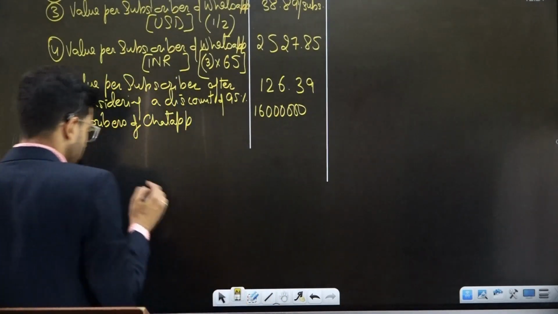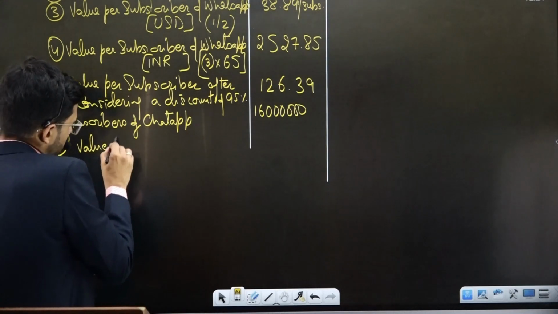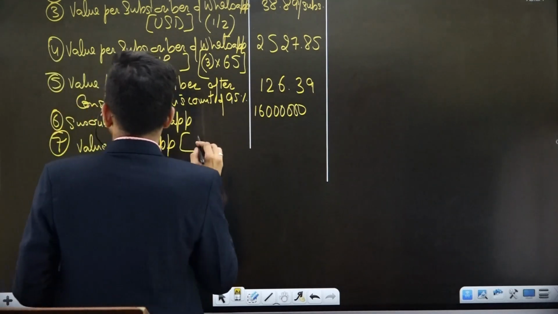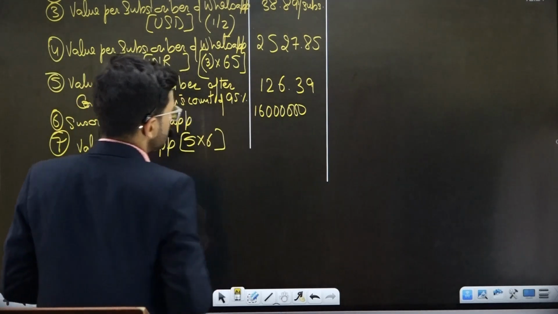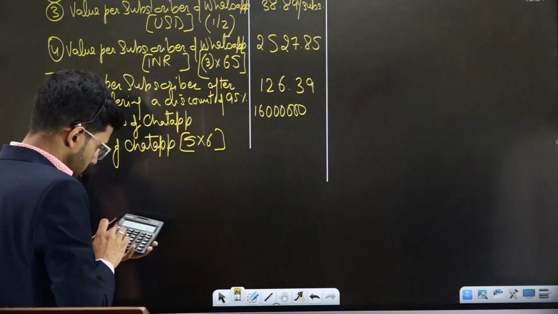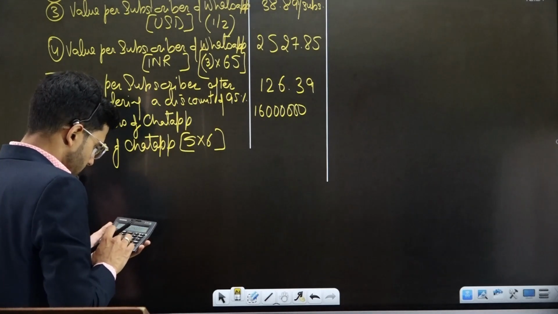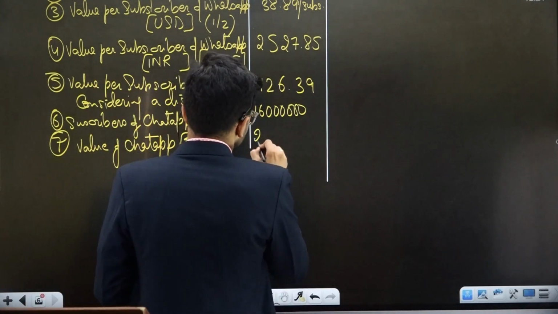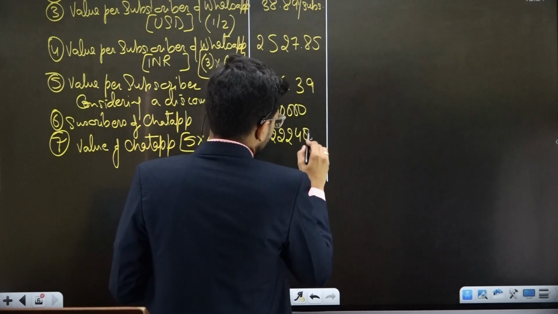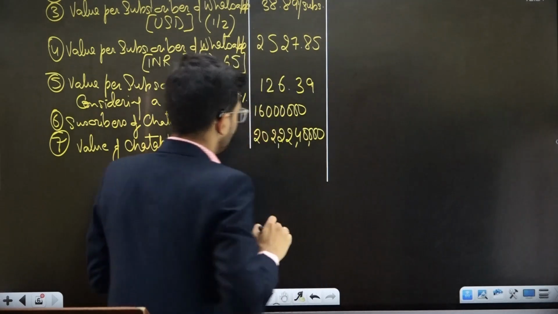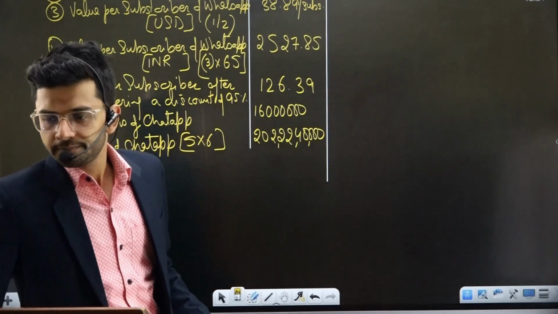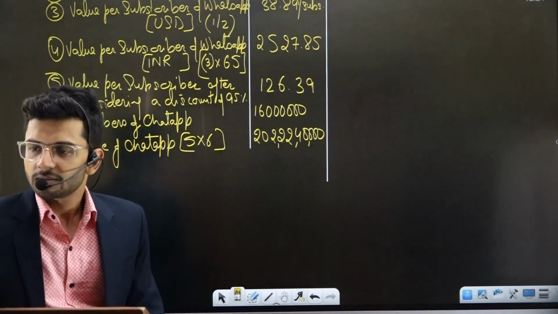Hence we'll compute the value of chat app. So value of chat app will be 126.39 multiplied by 16 million, that is 16 with 6 zeros, which comes to a figure of 20224 and 4 zeros. Okay, coming out to 202 crores. Almost 202 crores in INR.